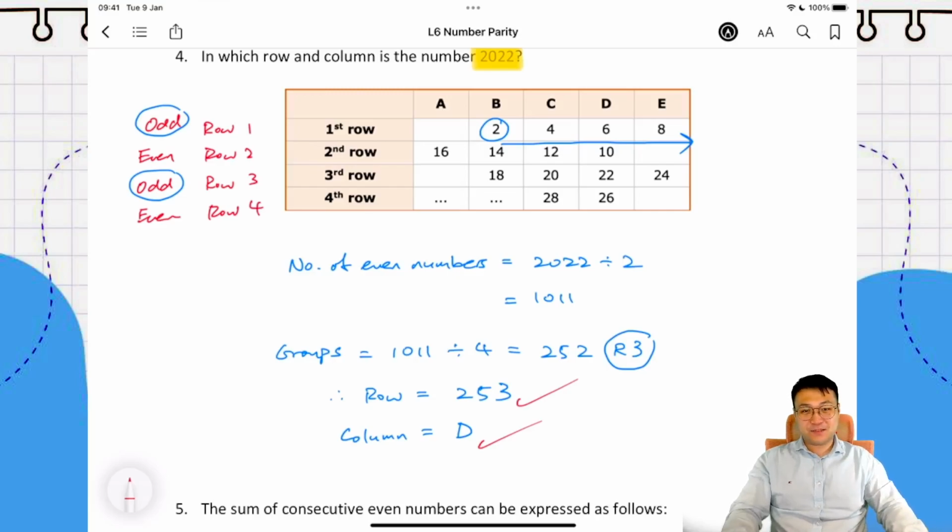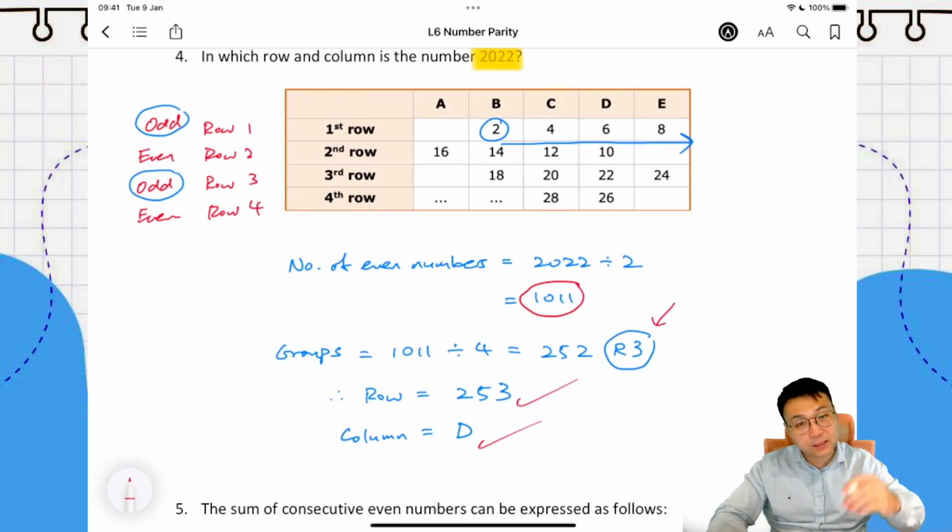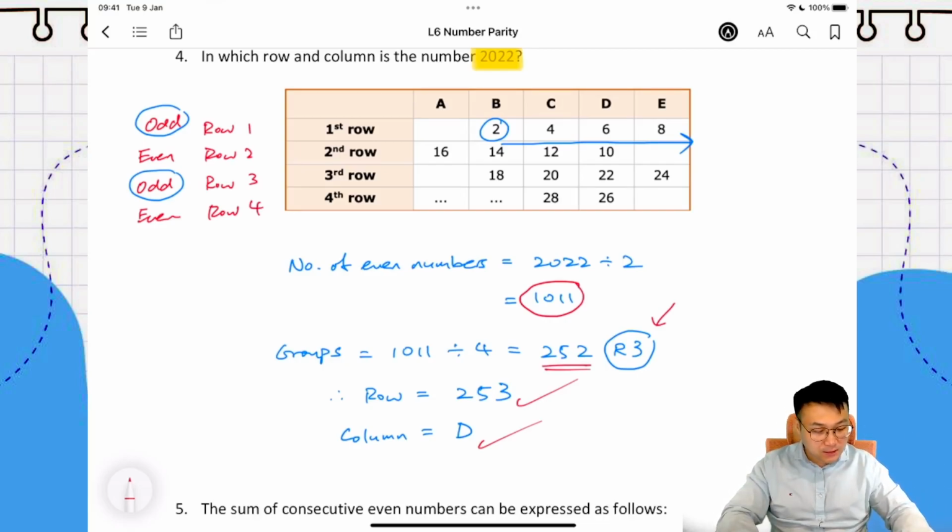So students, please take note of the pattern first, and then you can group the numbers together. You must find how many even numbers there are altogether, because all the numbers here are even. You're dealing with 1011 numbers altogether, and you put them in groups of 4, because each row has 4 numbers. So when you have a remainder, you have to continue to the next row. You cannot squeeze everything into row number 252. It will continue into row number 253. And since you know that row number 253 is an odd row, the numbers will start from column B.